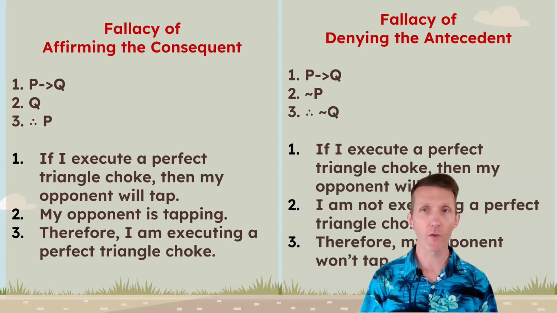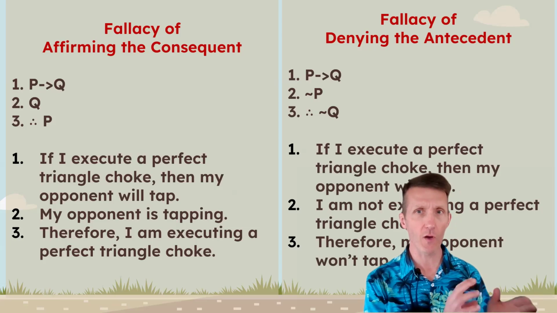The second one's called the fallacy of denying the antecedent. Here's where you say, look, that first thing's not here.